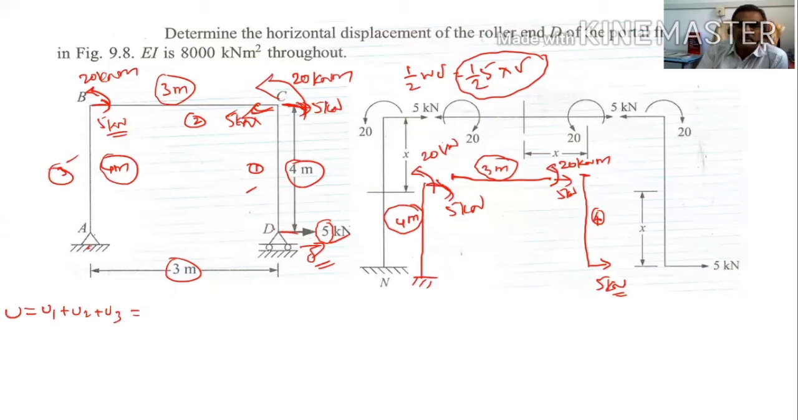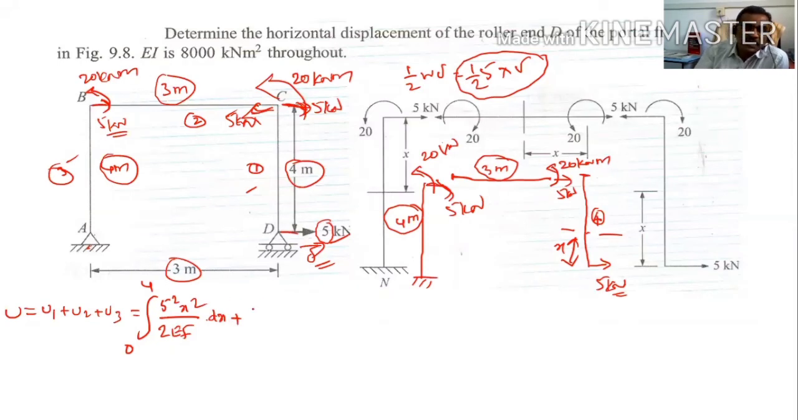As far as U1 is concerned, you take the axis here, this is X. Then what is the moment? 5 into X. Integral, what is the distance of the beam? 4 meters, so 0 to 4. Moment is 5x, so 5 square x square divided by 2EI into dx. This is U1.